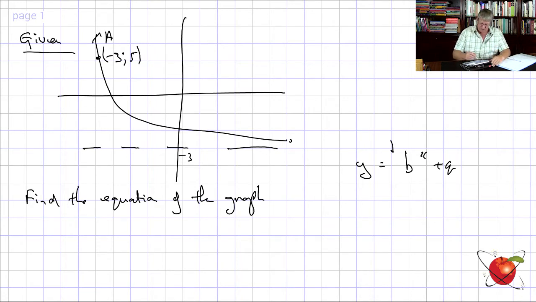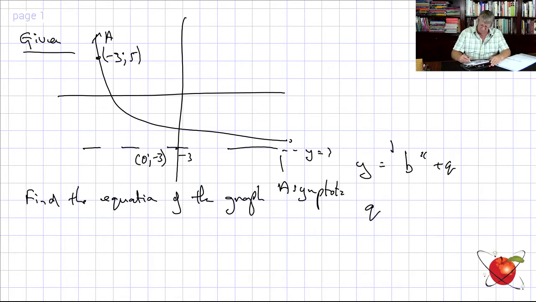Well, first of all, can you see that they've said that this point is -3? So let's put in the coordinates of that point, and they are (0, -3). And what is that? That is an asymptote, isn't it? Can you see that? That's the asymptote. That's how we give asymptotes on a graph, isn't it? We put it as a dotted line and we label it, normally y equals -3. So if it's an asymptote, that means what? That means q equals -3. Therefore, we can say that y is equal to b to the x minus 3.